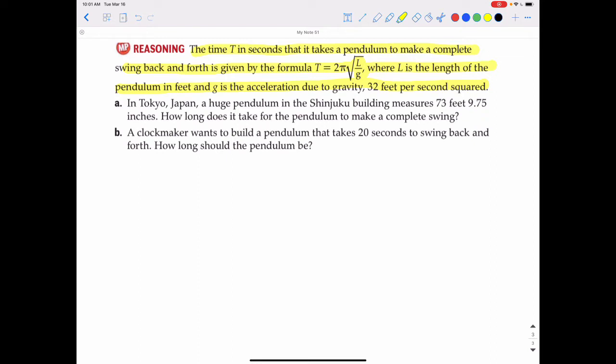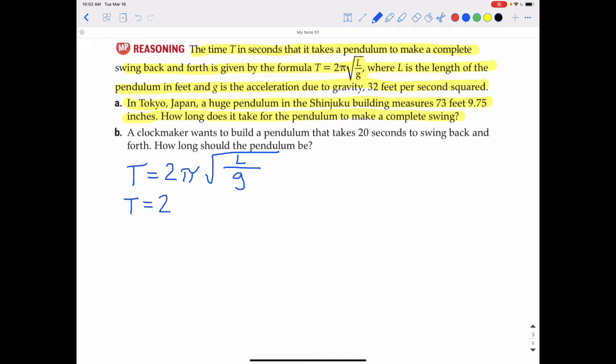So starting with part A, in Tokyo, Japan, a huge pendulum in the Shinjuku building measures 73 feet 9.75 inches. How long does it take the pendulum to make a complete swing? So we're definitely going to use the formula t equals 2 pi times the square root of L over G. We do know some of the things that we can plug in. We're trying to figure out how long it takes for the pendulum to make a complete swing, so the variable we're solving for is t.